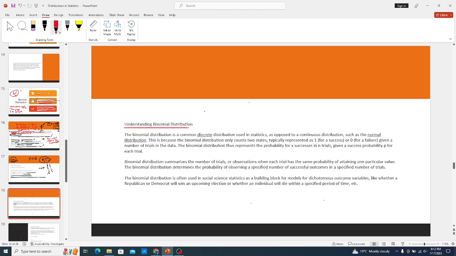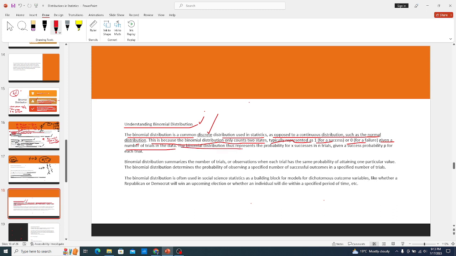Now let's go to understanding binomial distribution. We had discussed that it is the most common discrete distribution used in statistics, as opposed to continuous distributions such as the normal distribution. This is because binomial distribution only counts 2 states, typically 1 for success and 0 for failure, given a number of trials in the data.